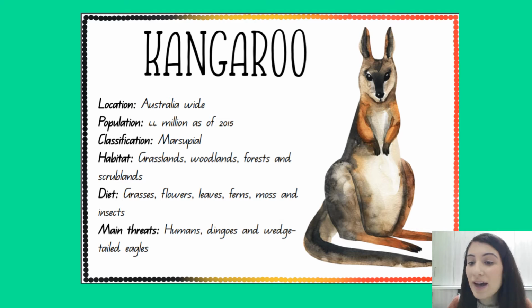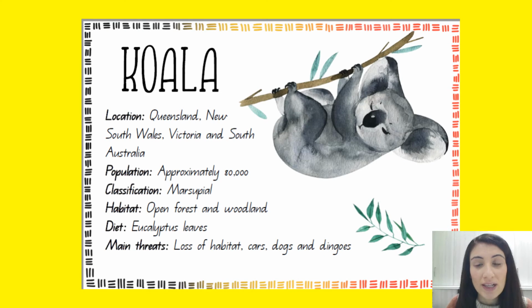So remember, at any time you can pause or stop the video and rewind or go back to any of these fact sheets if they involve your chosen animal and you want to use some of this information. So if you're writing about a kangaroo, you can pause your video here. If you're writing about a koala, you can pause your video here.